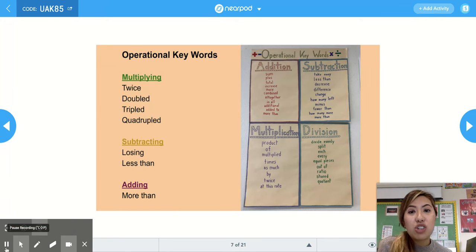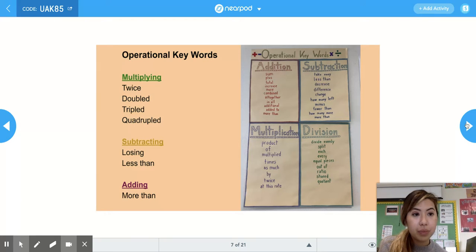So some operational keywords to go over: when you see the words twice, of, doubled, tripled, quadrupled, you're multiplying. So twice and doubled mean that you're multiplying by 2, tripled means you're multiplying by 3, quadrupled means you're multiplying by 4. When you see the words losing and less than, you are subtracting. And of course, when you see the words more than, you're adding. And here's an anchor chart that has other keywords that indicate different math operations.